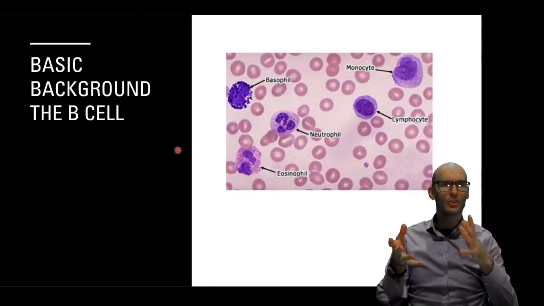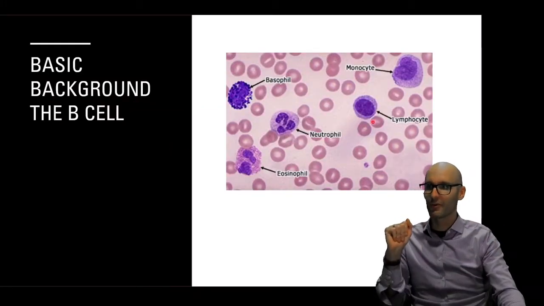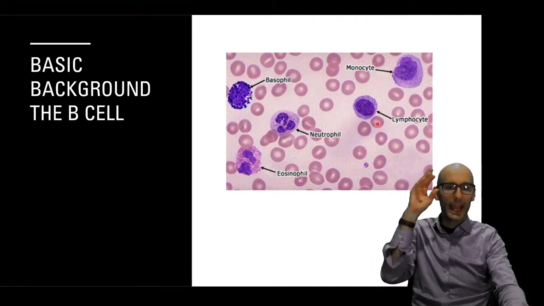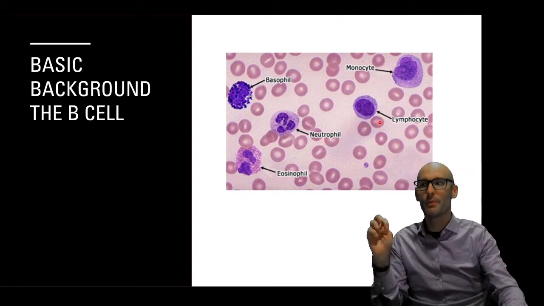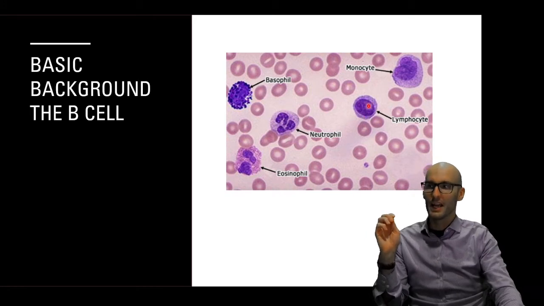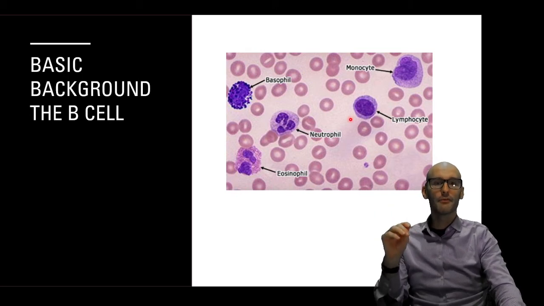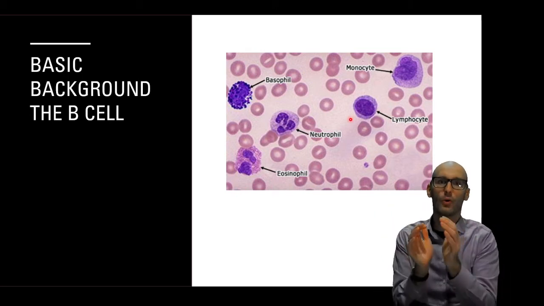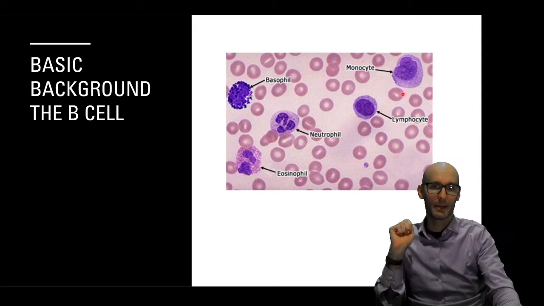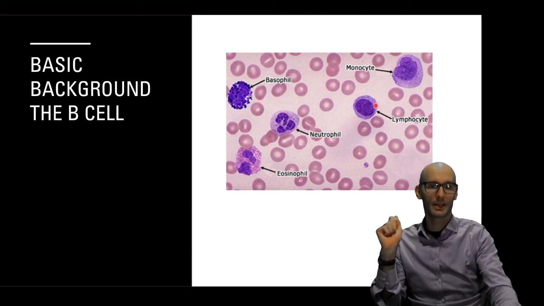What does a B cell look like in the blood? This is just a regular H&E blood stain, and we can't really tell a B cell. What we can tell is a lymphocyte. So these neutrophils, monocytes, basophils, eosinophils are quite easy to spot. A lymphocyte is just a large nuclear cell with not a lot of cytoplasm here, but it is still a white blood cell compared to the red blood cell here.